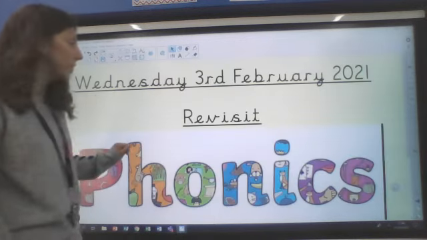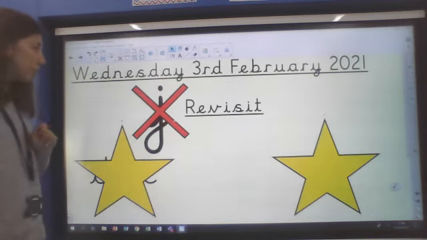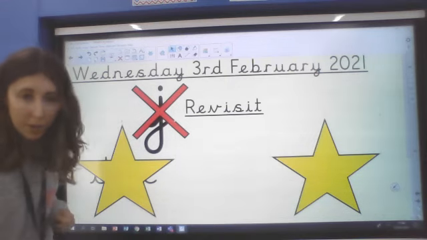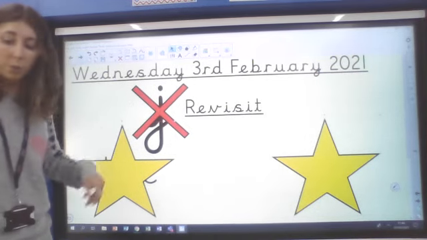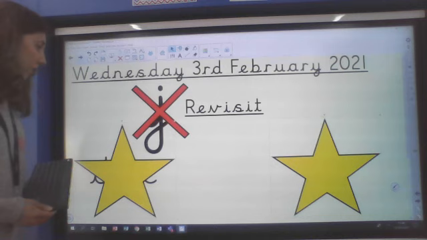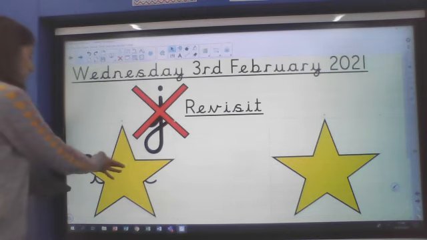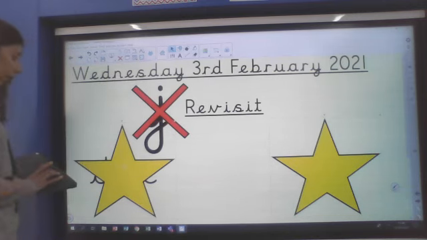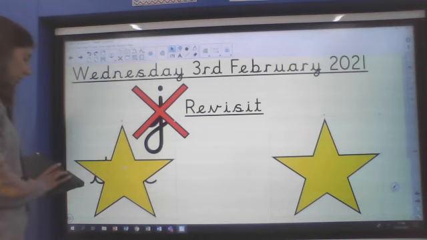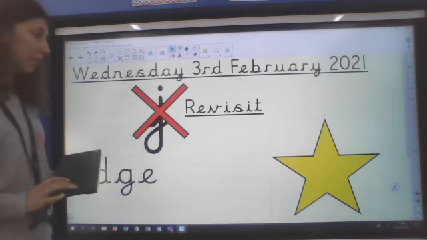Okay, so look at our phonics then for today. So Monday and Tuesday, we were making the J sound, but we were not using a letter J. We were using on Monday, D, G, and E.